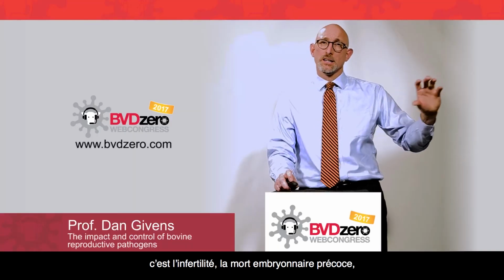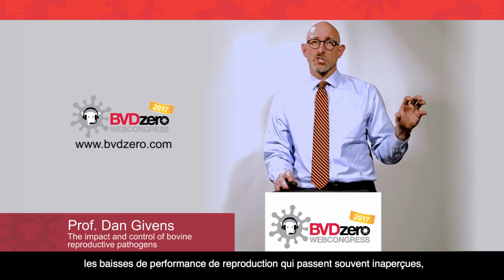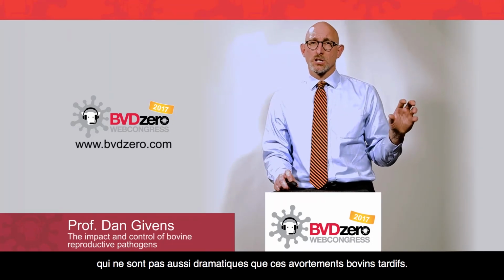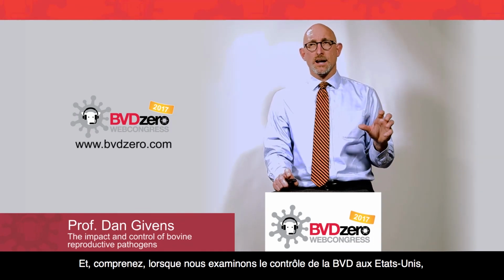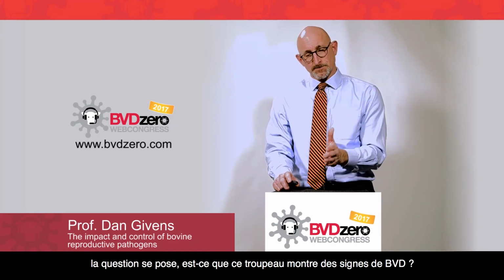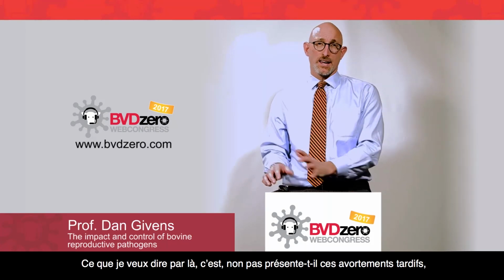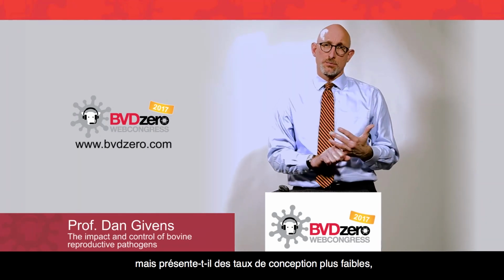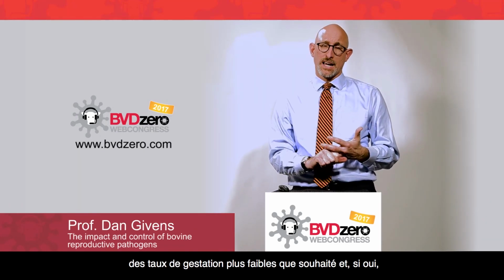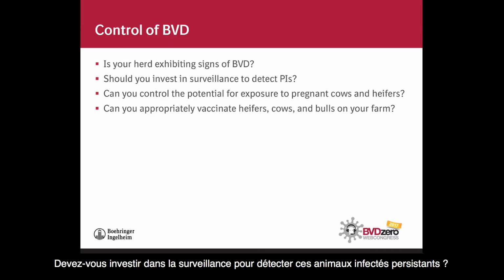look at control of BVD in the United States, the question becomes, is this herd exhibiting signs of BVD? What I mean by that is not are they exhibiting these late-term abortions, but are they demonstrating lower conception rates, lower pregnancy rates than would be desired? And if so, you have to begin to ask some of the other questions. Should you invest in the surveillance to detect these persistently infected animals? A veterinarian cannot identify these persistently infected animals just by looking at them. There has to be a test for the virus to provide any assurance of whether or not an animal is persistently infected with BVD.